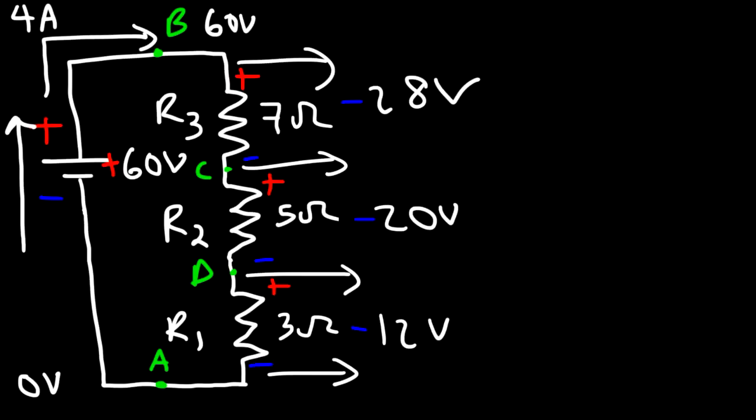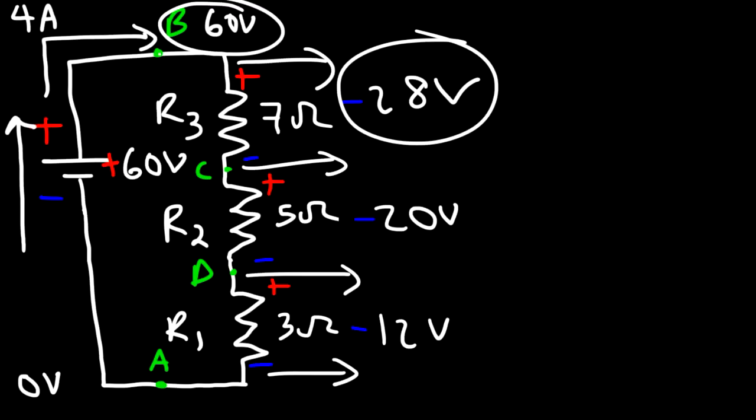Now let's travel around the circuit starting again from point A. So going from A to B through the battery, we have a voltage boost of 60 volts. So we go from 0 to 60. The battery provides a boost to the circuit. Now going from B to C through this resistor, we have a voltage drop of 28 volts. And so 60 minus 28 will give us a potential of 32.